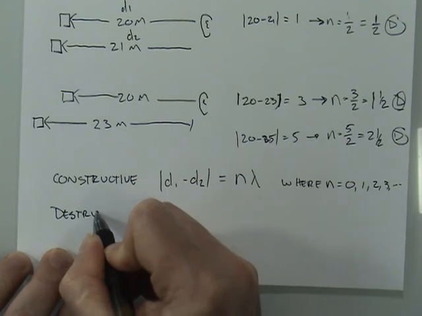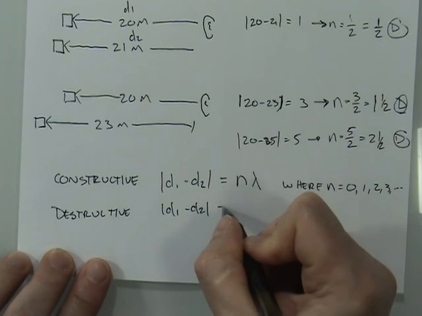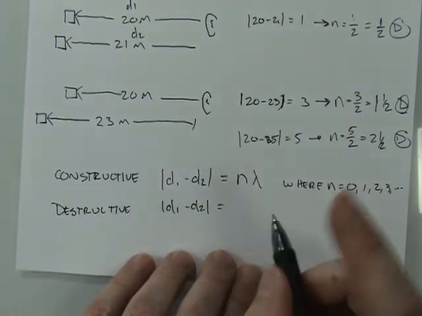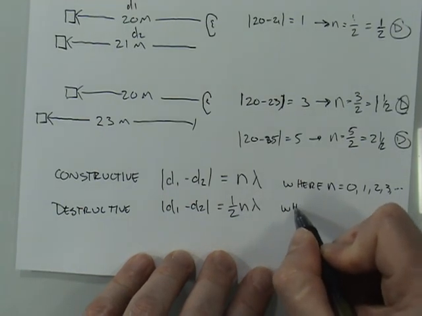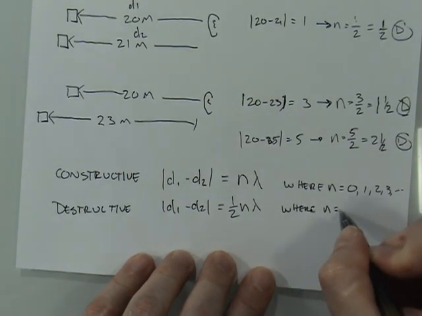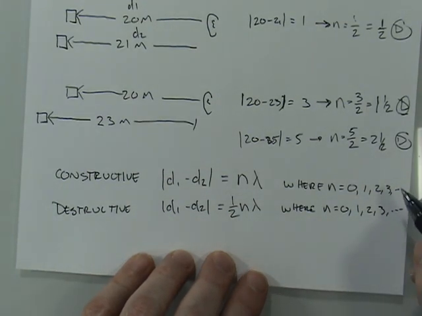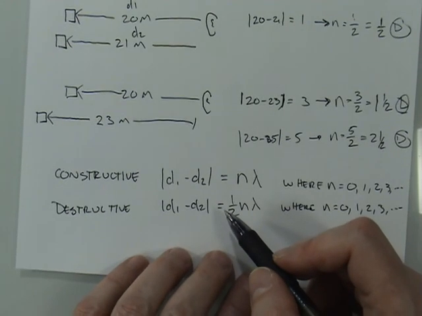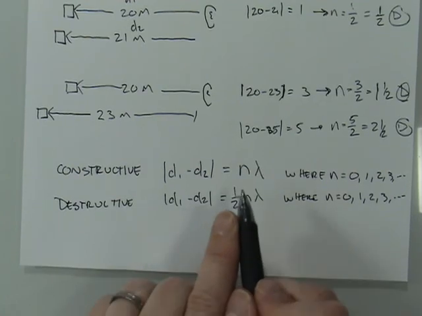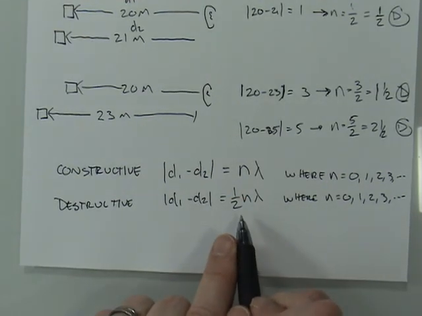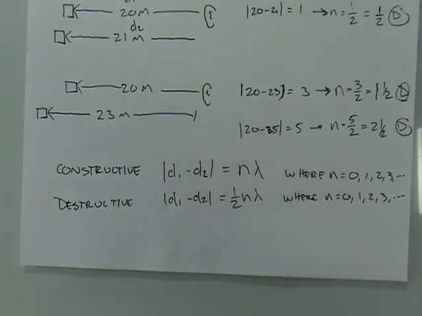In order to get destructive, we have a similar condition, and that is that we need a half multiple. Okay, so 1/2 n times lambda, where n is equal to 0, 1, 2, 3, and so on. So the condition that you need to think about is whether the difference in distance between the two sources is a whole multiple of the wavelength or a half multiple of the wavelength, and that's going to determine whether you get constructive or destructive interference in any kind of wave that you're talking about.